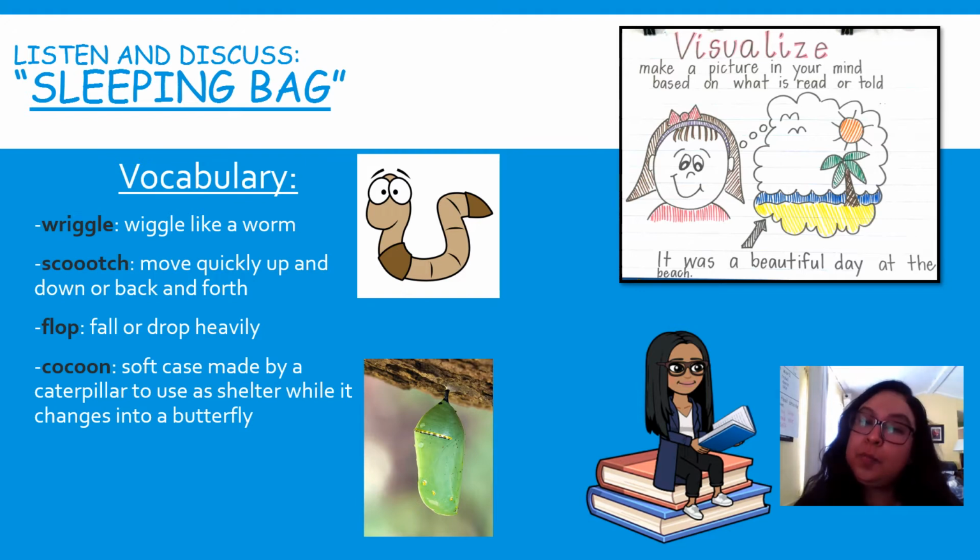Someone can ask me, can you please scooch over if I'm sitting on a bench? Then all I have to do is just move over to the side or the other side, depending on where I'm at. The next word is flop. Can you say flop? That's when you fall or drop heavily. And the last word on our list is cocoon. Can you say cocoon? It's a soft case made by a caterpillar to use as a shelter or a home while it changes into a butterfly. So you're going to come across these words today when you listen to the poem.